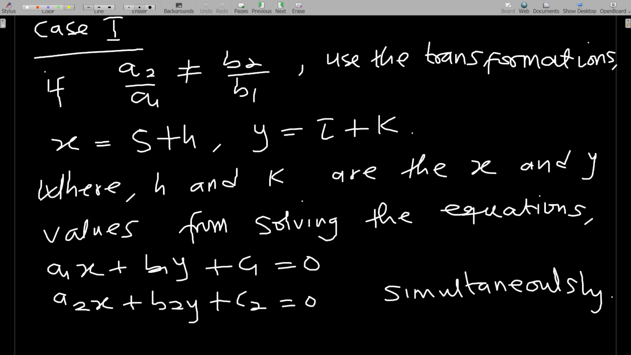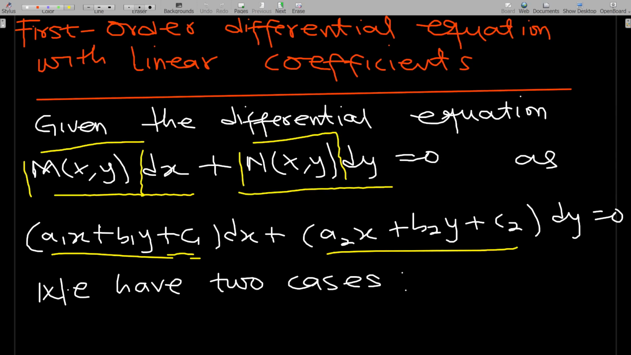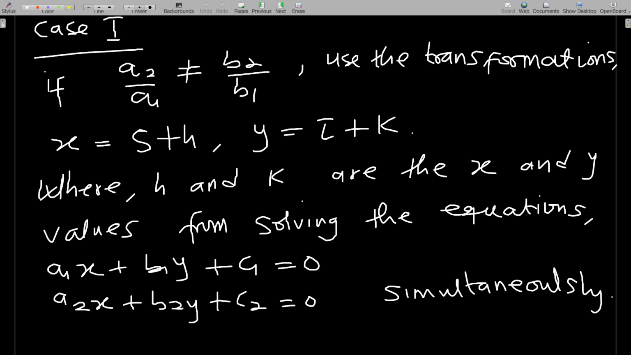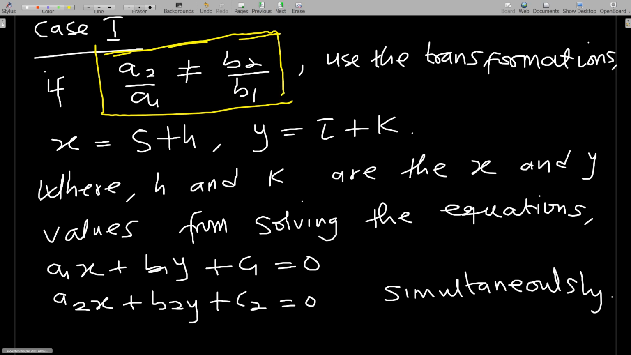So the case one is, if you pick these coefficients, when you come back to these a1, a2, and then b1, b2, if you pick them, and the ratios a2 over a1 and b2 over b1 are not equal, if that is the first case. So case one, when these two are not equal, then we use the transformation below.